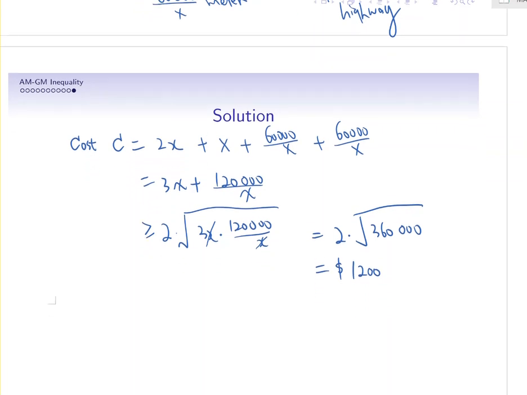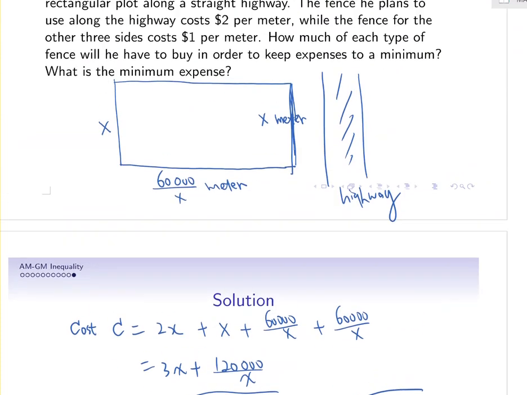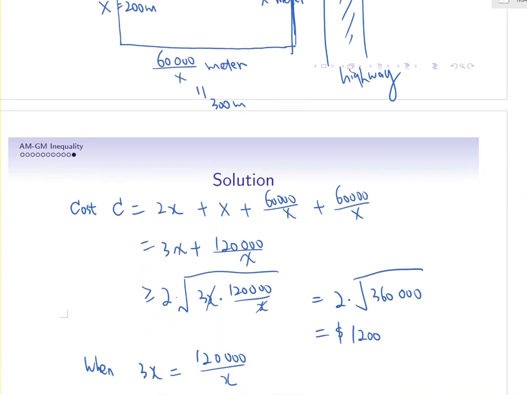And when would the minimum cost happen? Based on AM-GM inequality again, we know that the equality will hold when these two terms share the same value, in which you can solve the value of x, which would be 200 meters. Okay, so apparently, if the farmer decides to build a fence of 200 meters along the highway and 300 meters along the other way of a rectangular shape, then the cost will be minimum, which is $1,200.